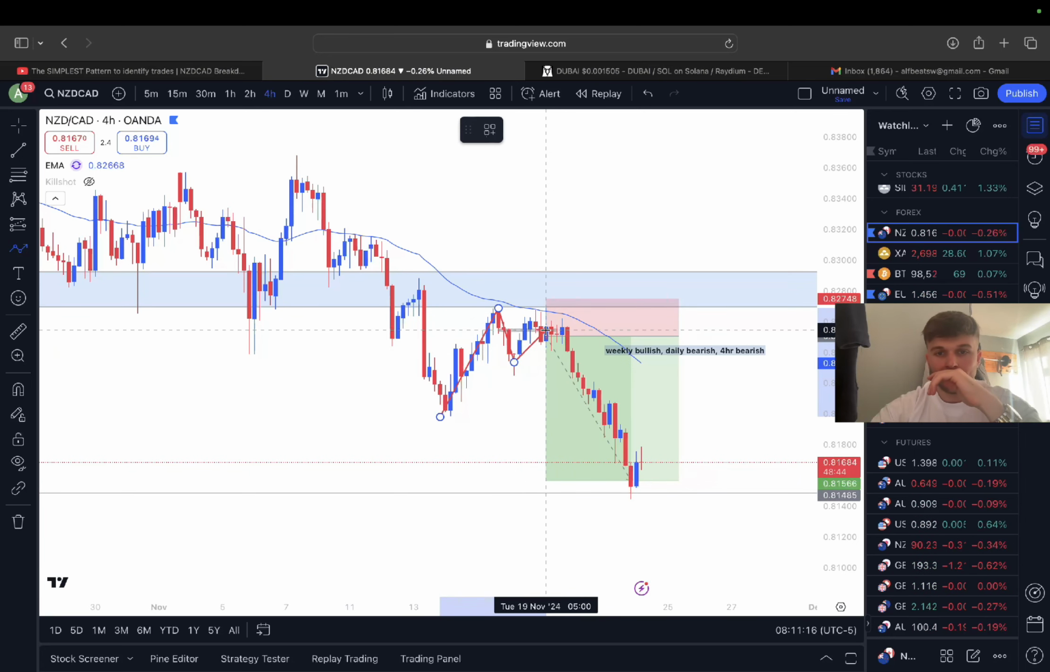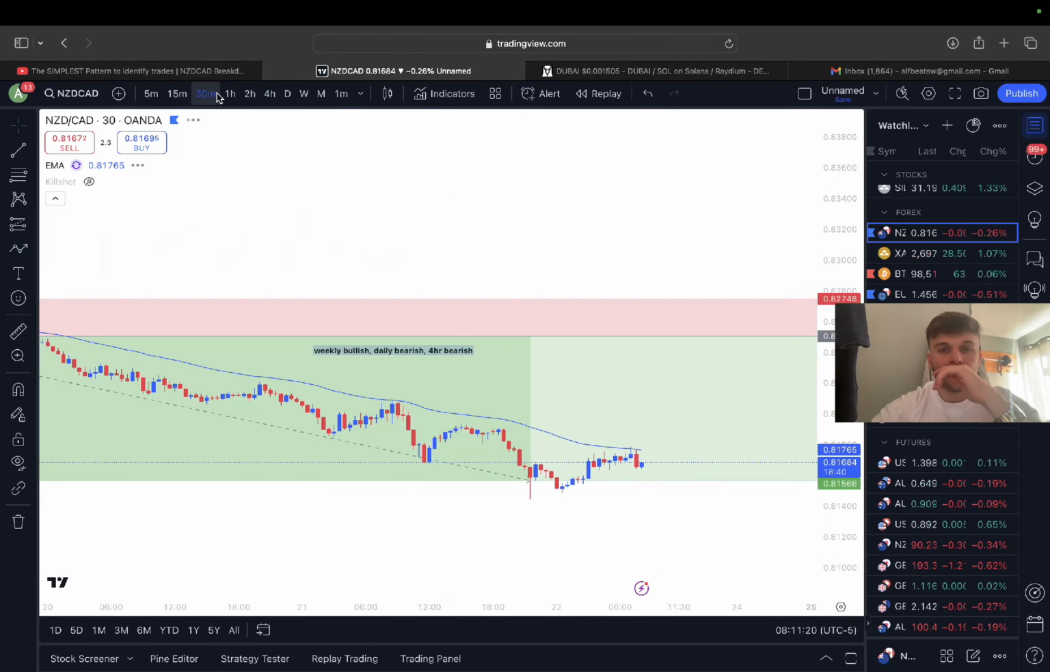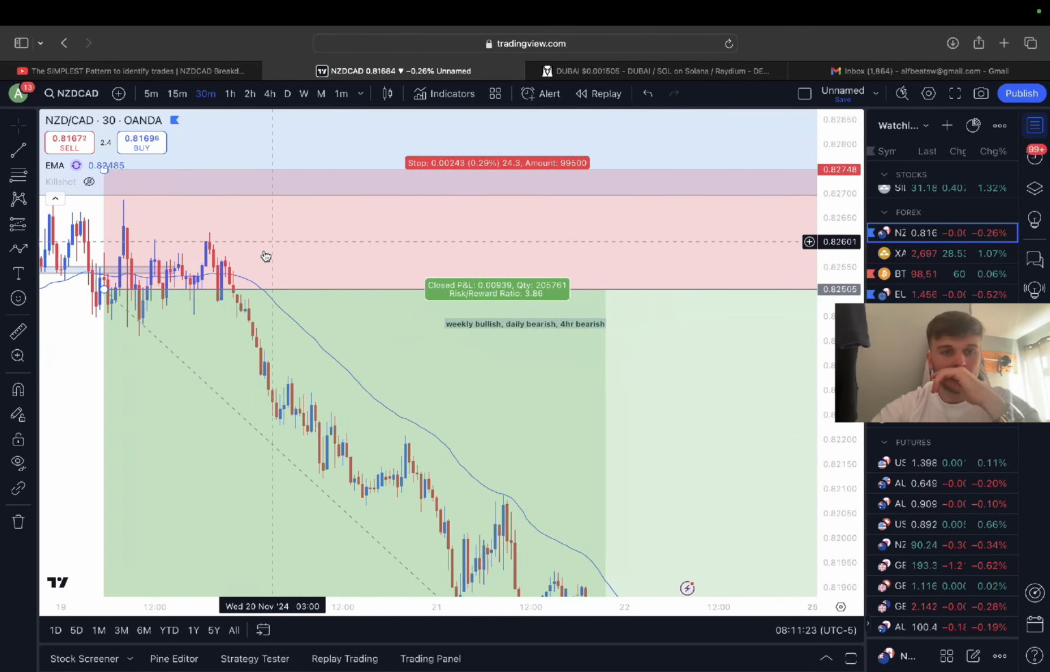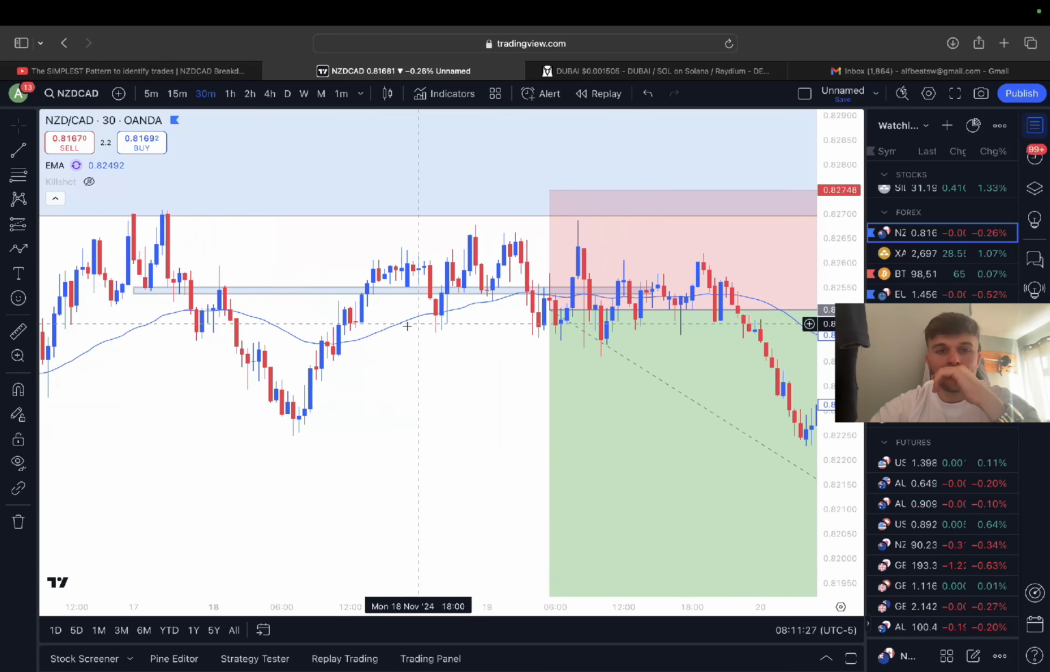I actually got my entry signal over here, which I will show you guys right now on the 30-minute time frame, I believe it was. So, price came up to my area of interest, and we've got another head and shoulders pattern here.